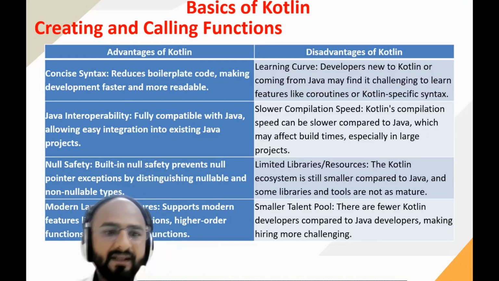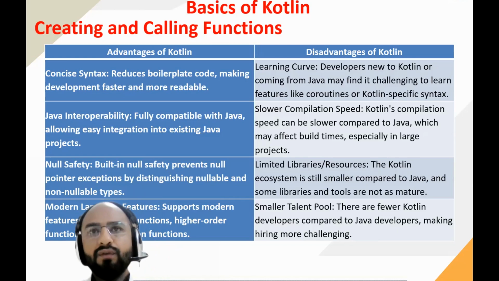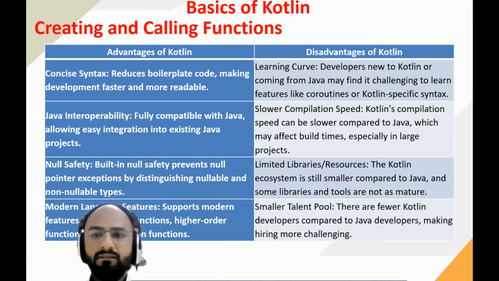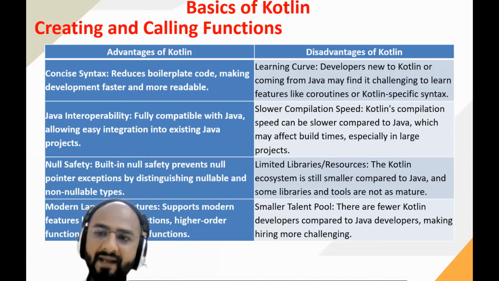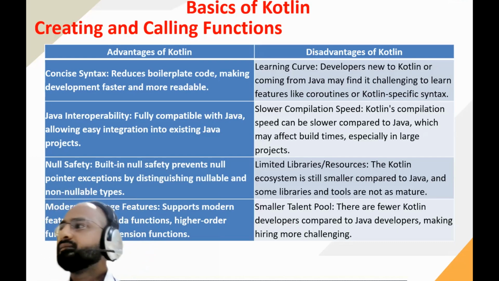Then we have the advantage of Java interoperability. Kotlin is fully compatible with Java, allowing easy integration into existing Java projects. So if you have a Java project, you can integrate Kotlin into it easily, right? As a disadvantage, we have slow compilation speed. Why? Because Kotlin compilation can be slower compared to Java, which may affect build time, especially in large projects.